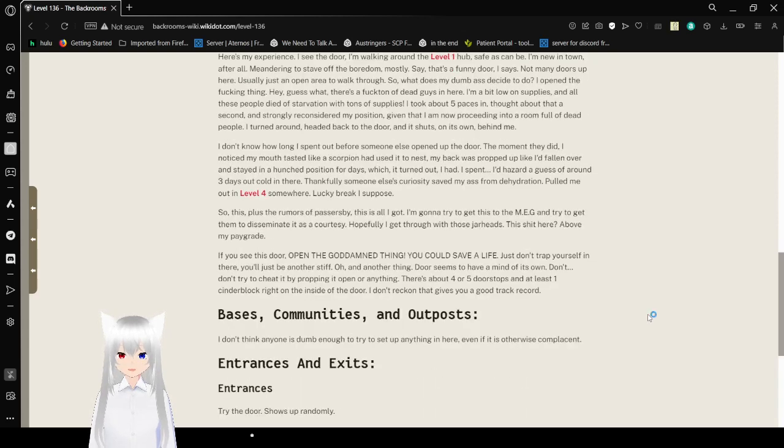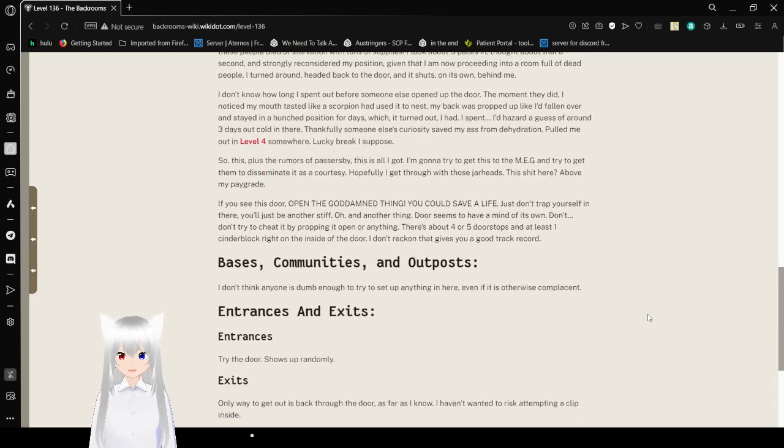So this, plus rumors of passing by, is all I got. I'm going to try to get this to the MEG and get them to disseminate it as a courtesy. Hopefully, I get through to those dry heads. This graphic here is above my pay grade. If you see this door, open the darn thing. You could save a life. So don't trap yourself in there. You'll just be another stiff.